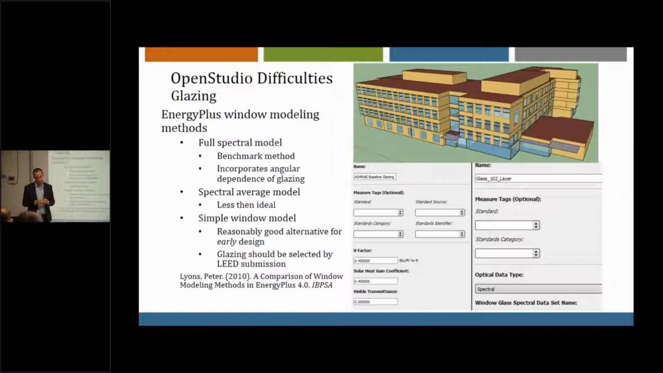The issue with that is when you're really looking at different glass types, you might have 2 different manufacturers with a glass that says the SHGC is the same, but they could perform differently based on angular dependence of how the sun's hitting that glass. So the full spectral model accounts for that. And it's recommended by this study in 2010 that ASHRAE put out by Peter Lyons. The issue is OpenStudio doesn't really support this at this time.